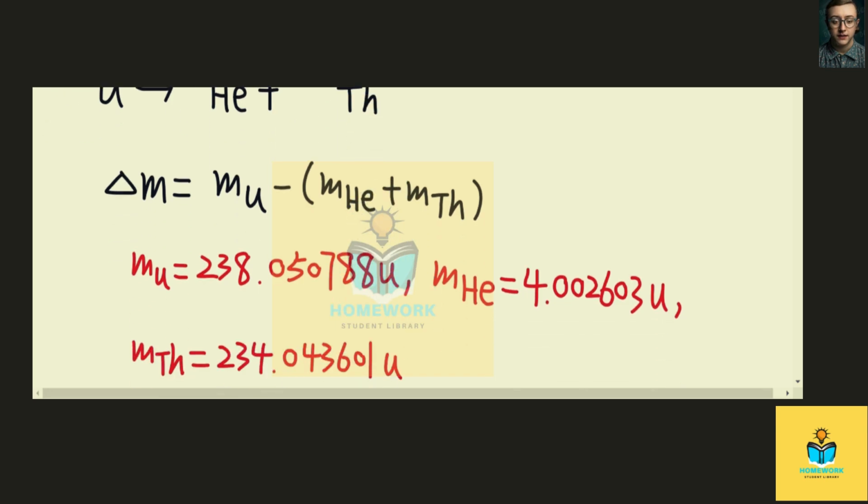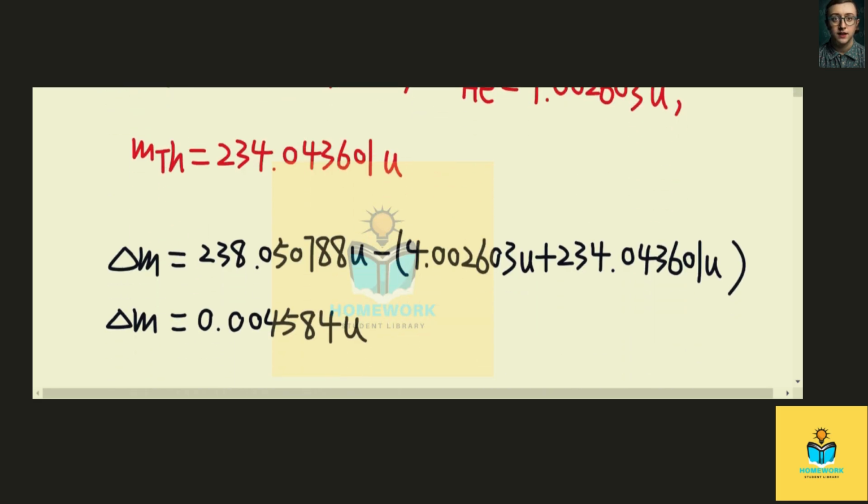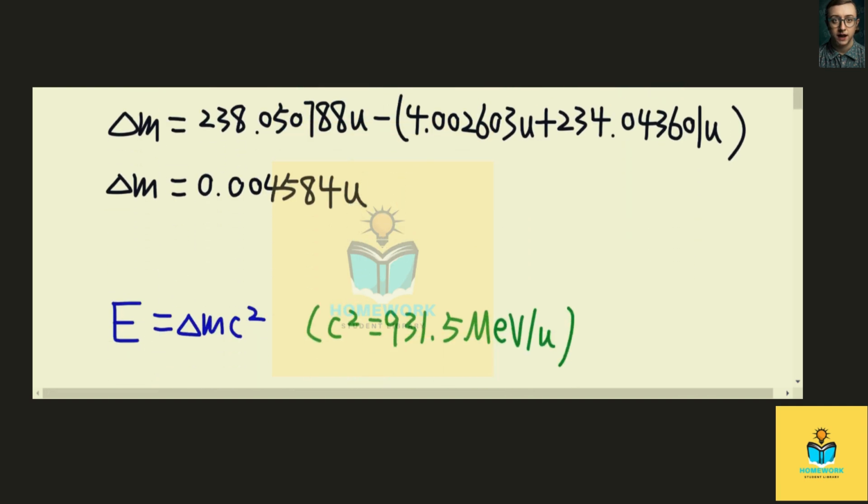So we know the mass for the uranium is 238.0507 U, and the atomic mass for the helium is 4.002603 U. The atomic mass for the thorium is given as 234.043601 U. If we do some calculation here, we have the change in mass equal to 0.004584 U.